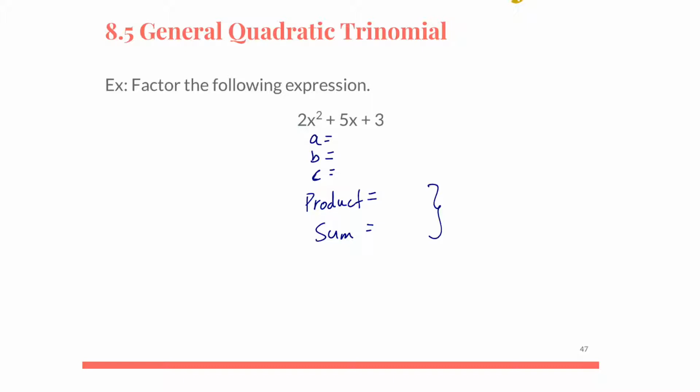A would be 2, B is 5, C is 3. Again, if you have any questions about how to identify A, B, and C, let me know. And does everyone remember what the product's going to be in this case? 6, yep, because it's A times C, and sum would be a 5, which is B.